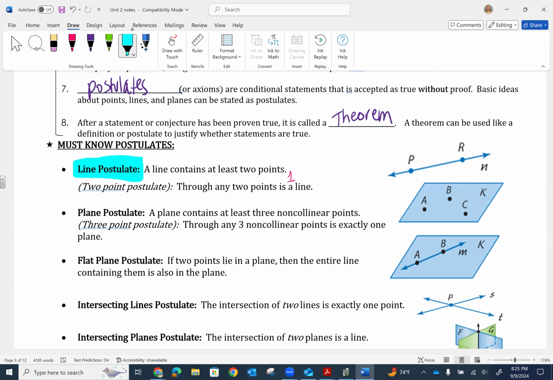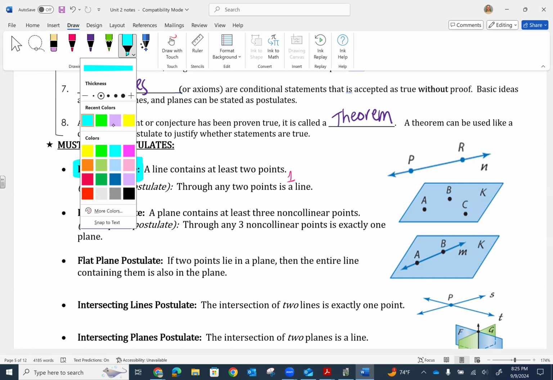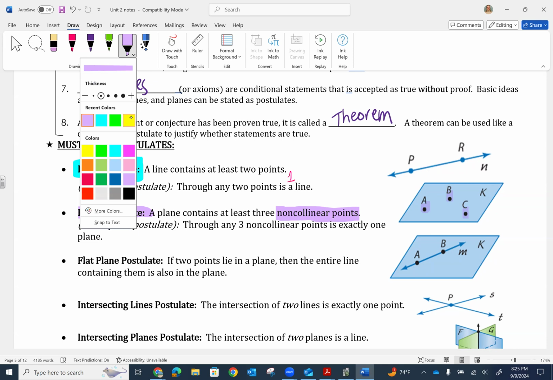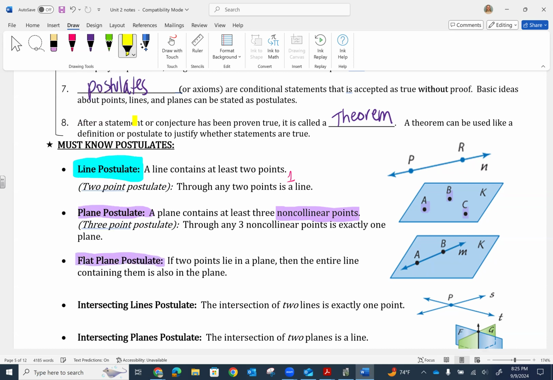Of course, every line has infinitely many points on it, but 2 points are what you need to show the path of a line. The plane postulate: through any 3 non-collinear points there is exactly one plane. If you want to talk about a specific plane, the 3 points have to make a triangle, and then only one specific plane will rest on it. Every plane has infinitely many points, but 3 determine its pathway. The flat plane postulate: planes are flat.